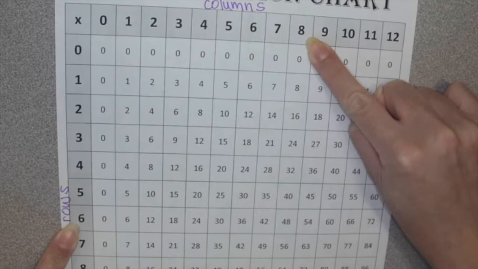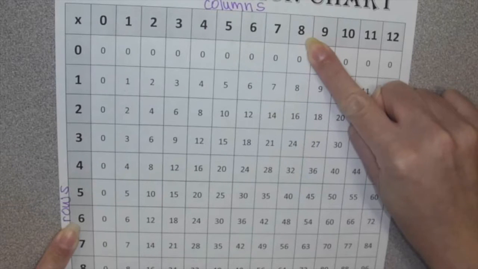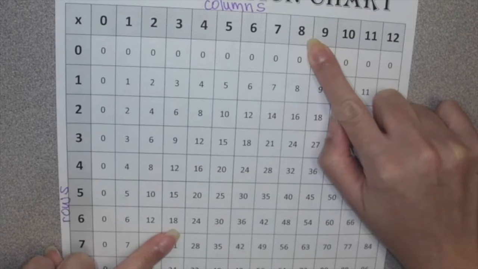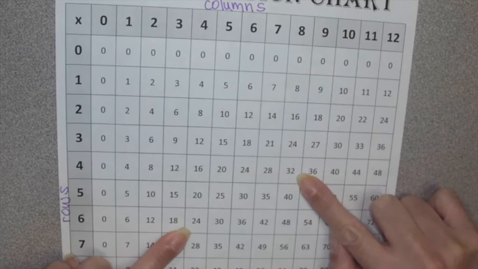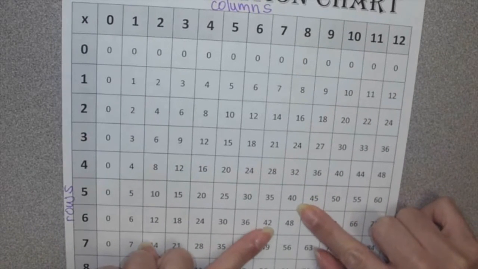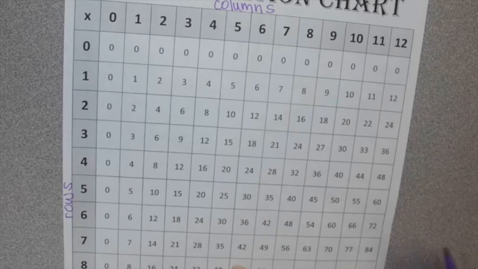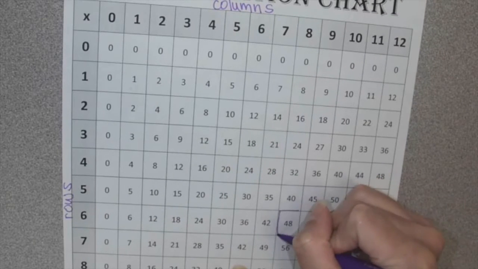So what I would do is start with row 6 and column 8, and I would come until 6 times 8 meet. Let me show you what I mean. So I would go to the right. I would come down until these numbers meet. And that's where they would meet, 6 and 8 at 48. So 6 times 8 is 48.